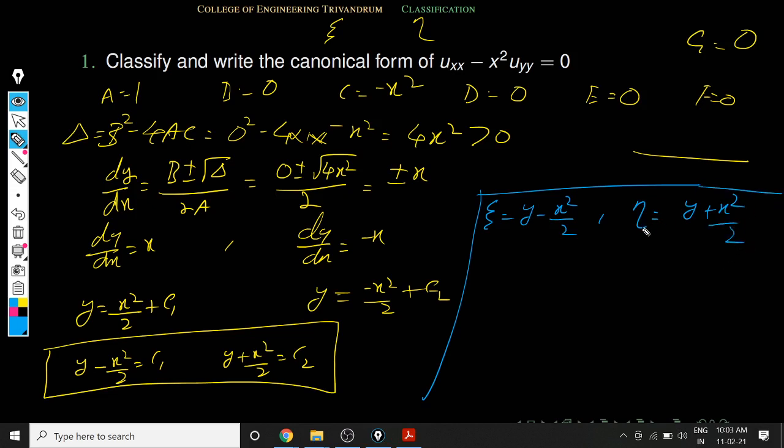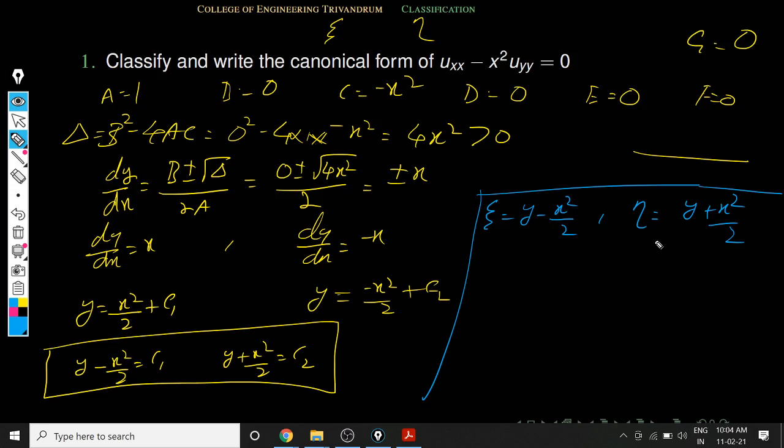This is always possible if the given PDE is hyperbolic, because we know that there are two real characteristics. So you can easily find psi and eta. Psi is nothing but a function of xy except the arbitrary constant. Similarly, eta is a function of xy except the arbitrary constant. They are always independent if it is hyperbolic. No need to check whether they are independent or not. So now we have psi and eta.